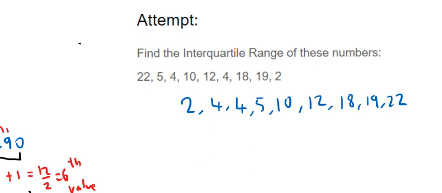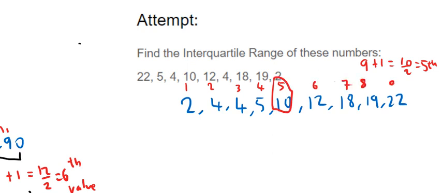So again, first thing I'm going to do is find the median. Because there's 9 values altogether, if I do 9 and just add 1 to it and then divide that by 2, so that's 10 divided by 2 is 5. So the 5th value has to be the median. So 1, 2, 3, 4, 5. So that 10 there has to be the median. So 5 is the median. Sorry, 10 is the median.